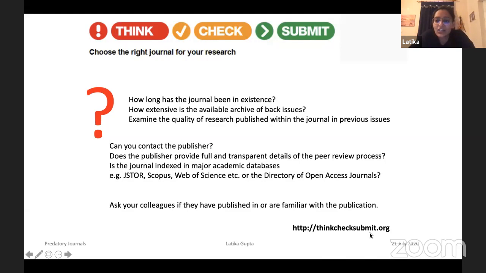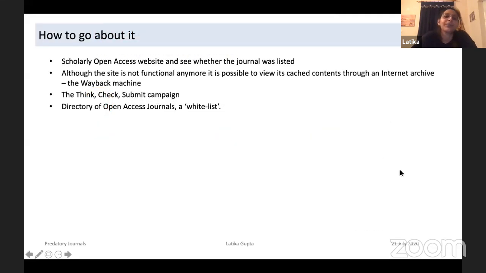So there is this Think, Check, Submit list, which you might like to go over after the lecture. It says that you need to check how long the journal has been in existence, how extensive the archive is, and examine the quality of research previously published, which will give you a fair idea. Can you contact the publisher, and do they provide transparent details of the peer review process? Is it indexed in Web of Science, Scopus, or other bibliographic databases? And ask your colleagues if they have published or are familiar with the publication. So go to a scholarly open access website and see if the journal is listed.